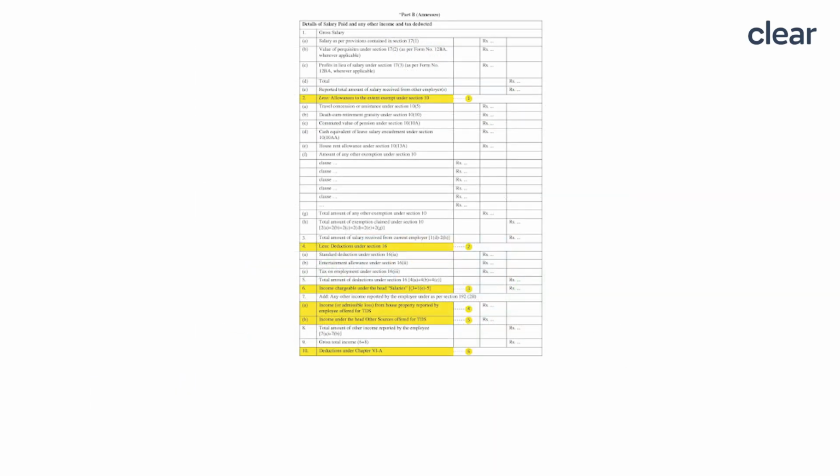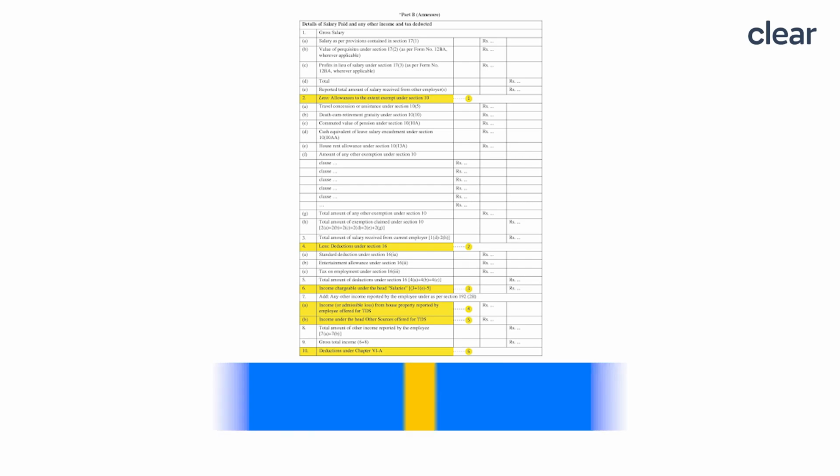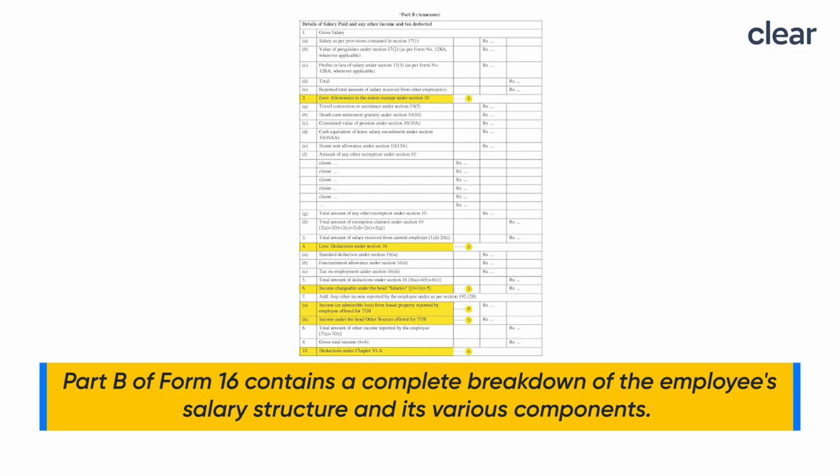Now let's look at Part B and annexure to Part A of Form 16. Part B of Form 16 contains a complete breakdown of the employee's salary structure and its various components. It will have a salary breakup, the breakup of exempted allowances under Section 10 of the IT Act 1961, deductions under Chapter 6A of the IT Act like 80C, 80D, 80G, etc., and relief under Section 89. A format is shown here on the screen for your reference.